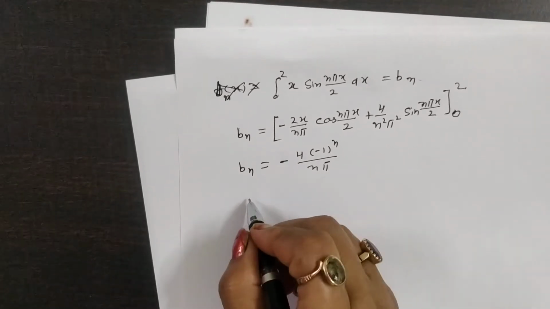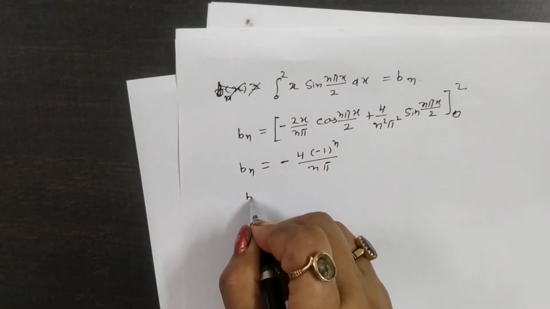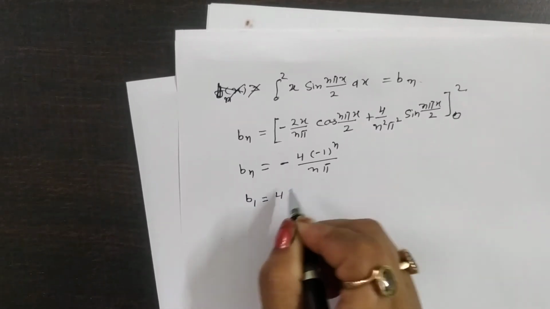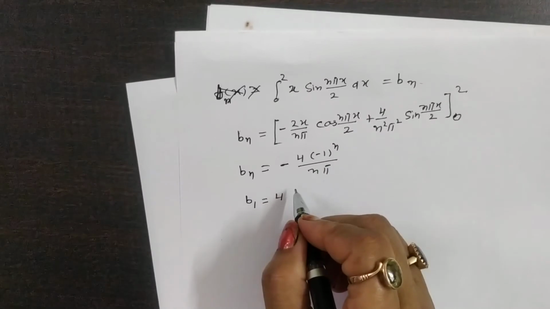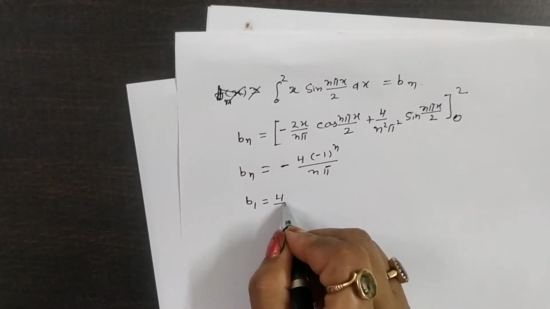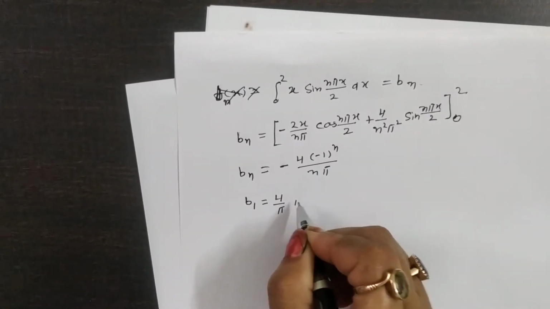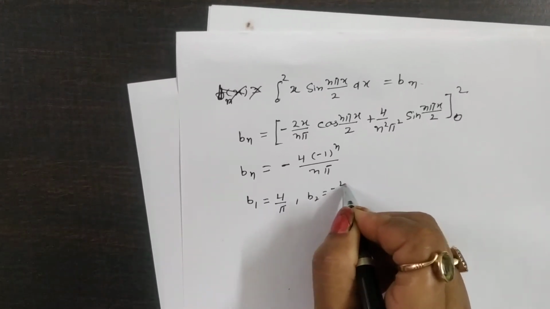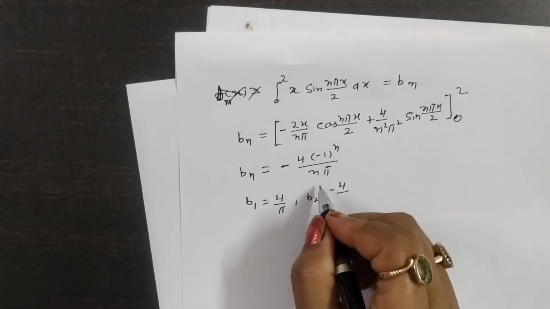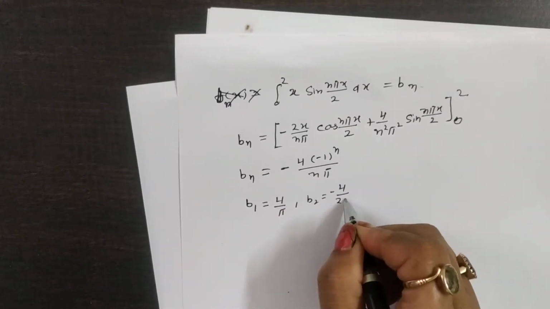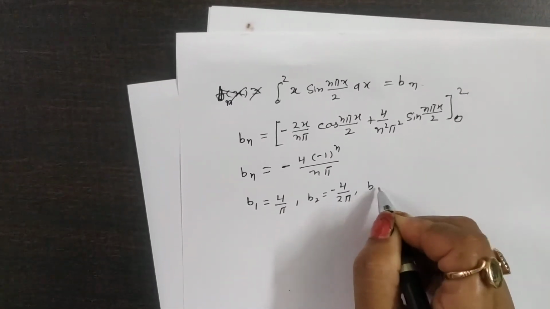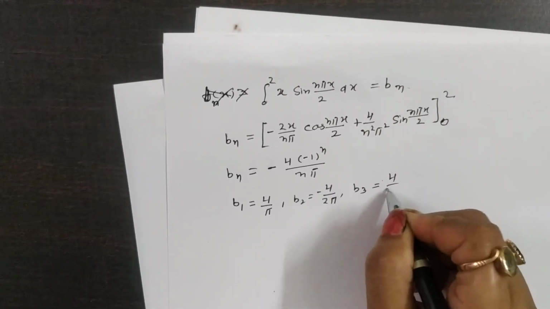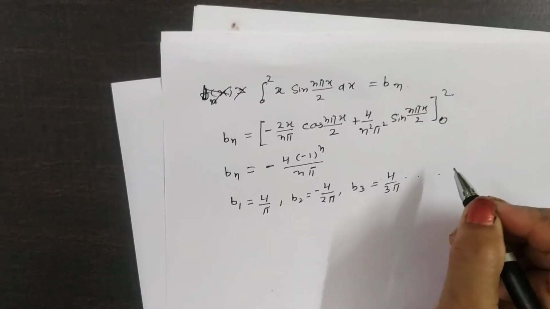So if you calculate b1, it is 4 by pi. Similarly, b2 is minus 4 by 2 pi. And similarly b3 is 4 by 3 pi, and so on.